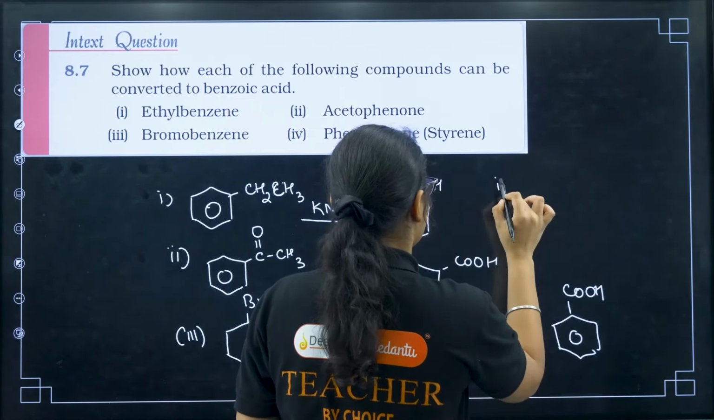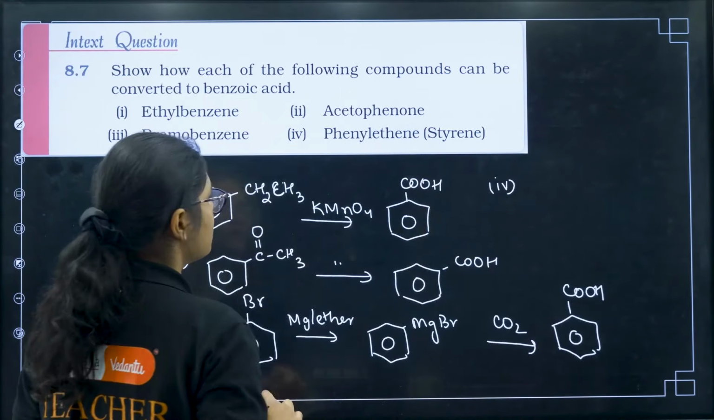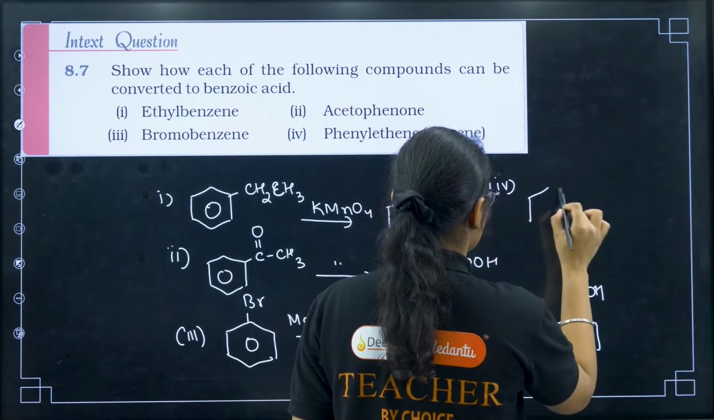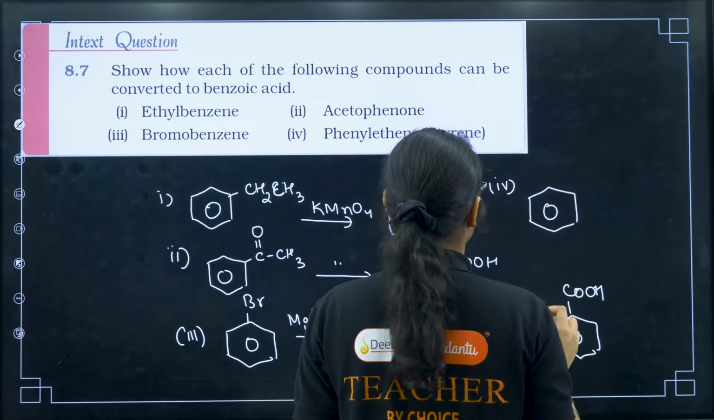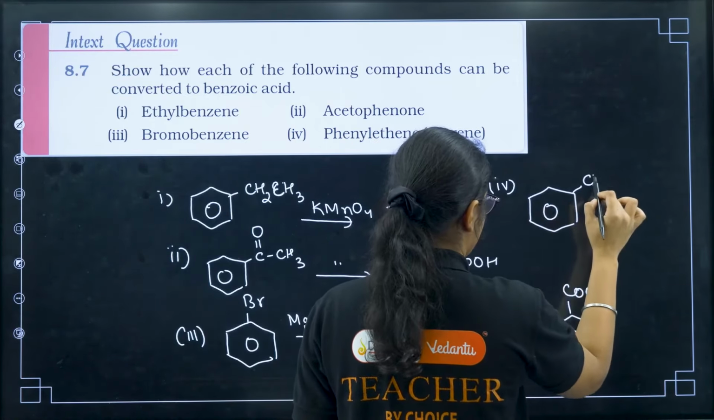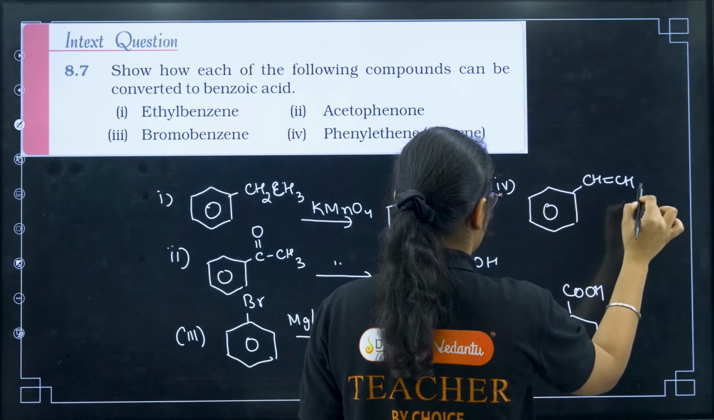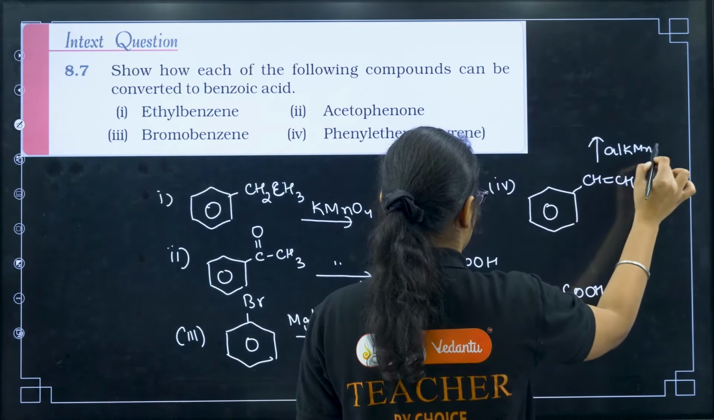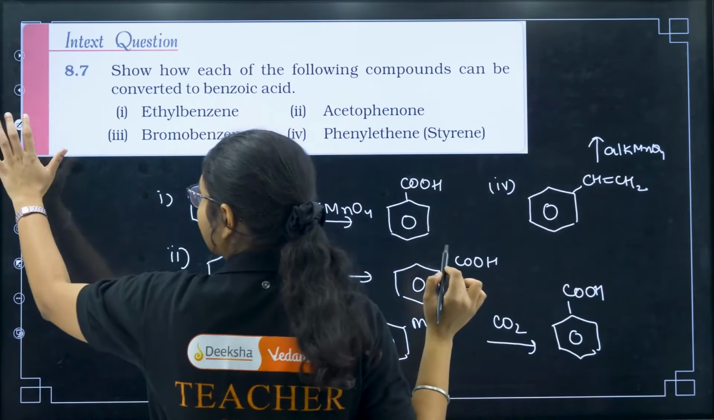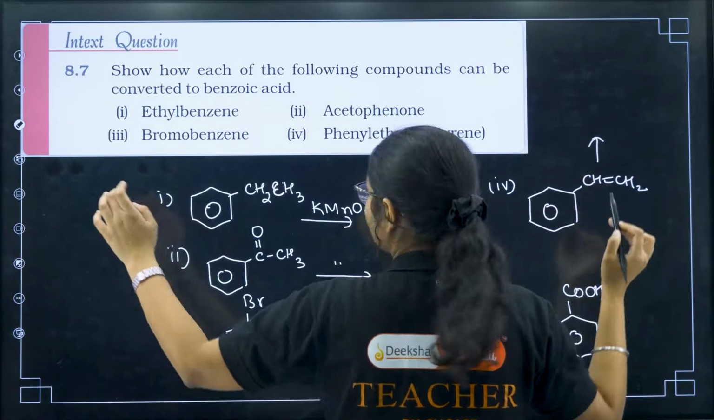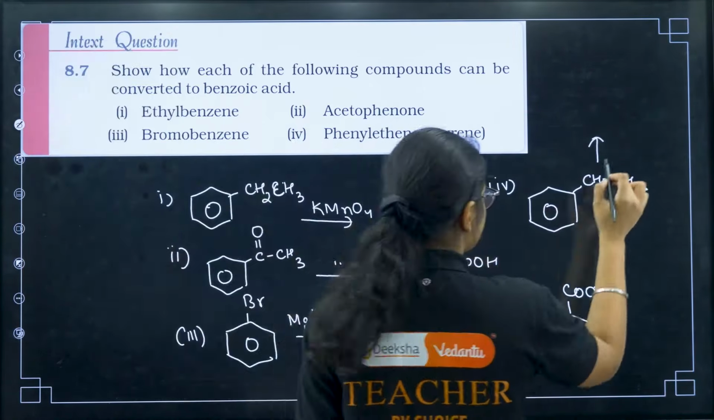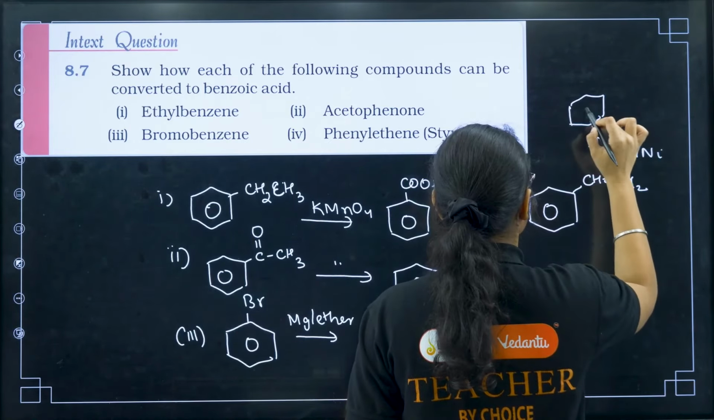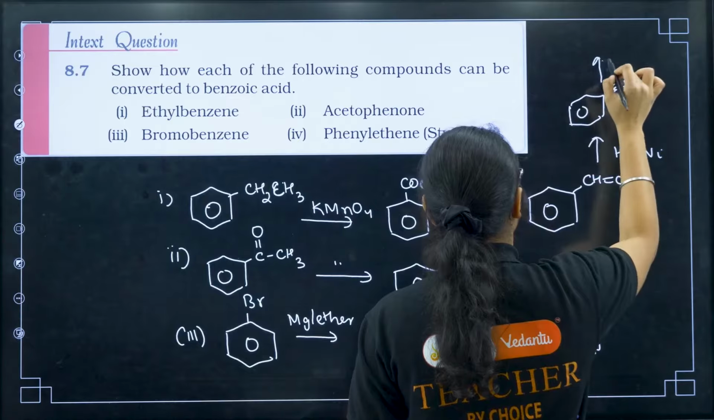Next, the fourth one is phenylethene. If you have phenyl connected to ethene, you can treat it with alkaline KMnO4. Or sorry, first you can convert it to ethyl benzene, so just treat it with H2 and nickel. Convert it to ethyl benzene and then treat it with KMnO4.